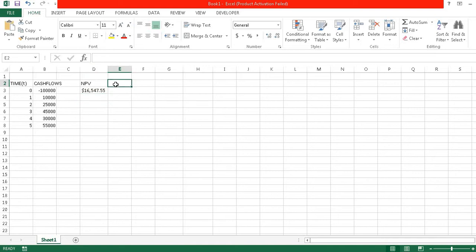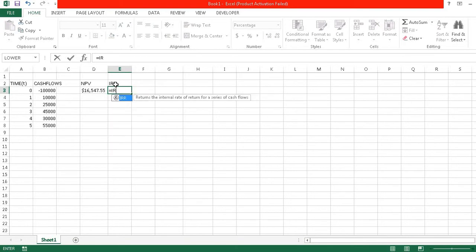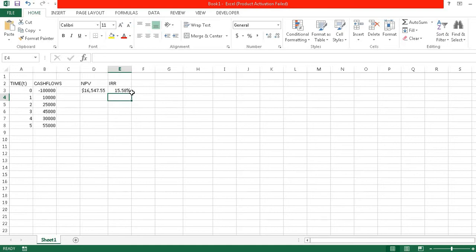Now let's calculate IRR. Equal to IRR. We just need to get the value range only. As we can see, the internal rate of return is 15.58%.